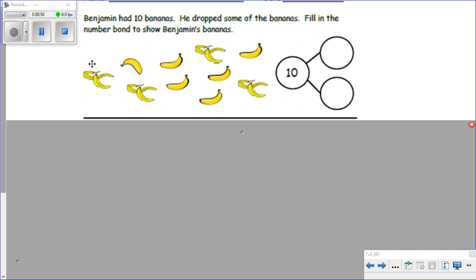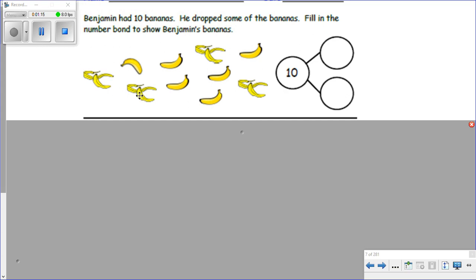Let's count all of the bananas. 1, 2, 3, 4, 5, 6, 7, 8, 9, 10. And here's our whole amount of 10. Now let's count just one part of this 10. Let's count the number of dropped bananas.